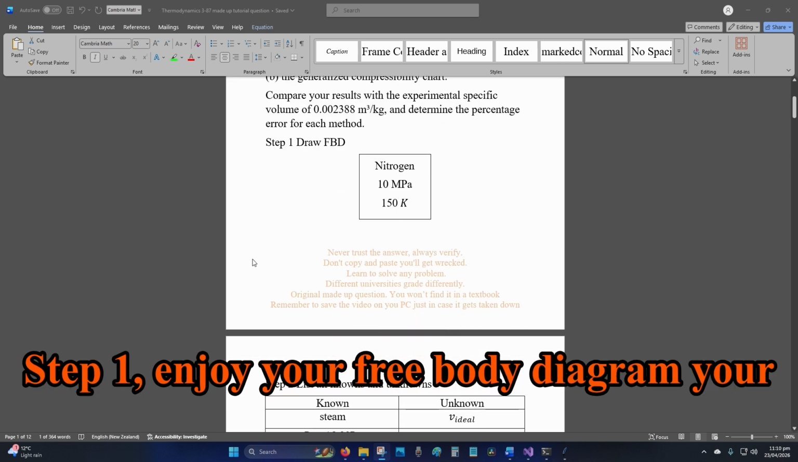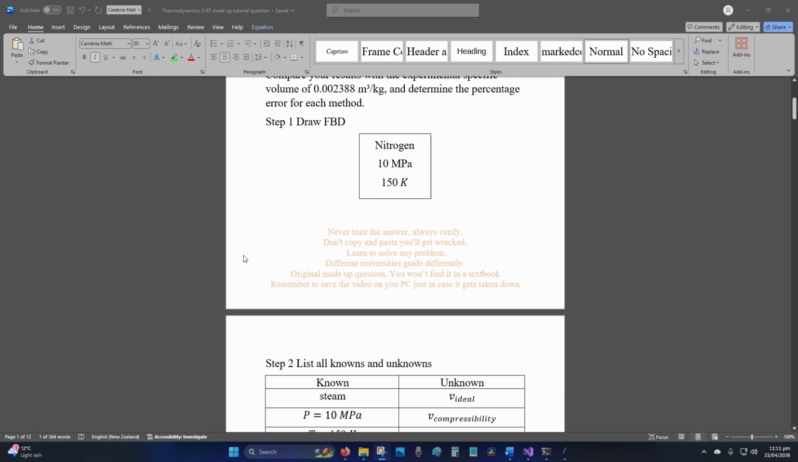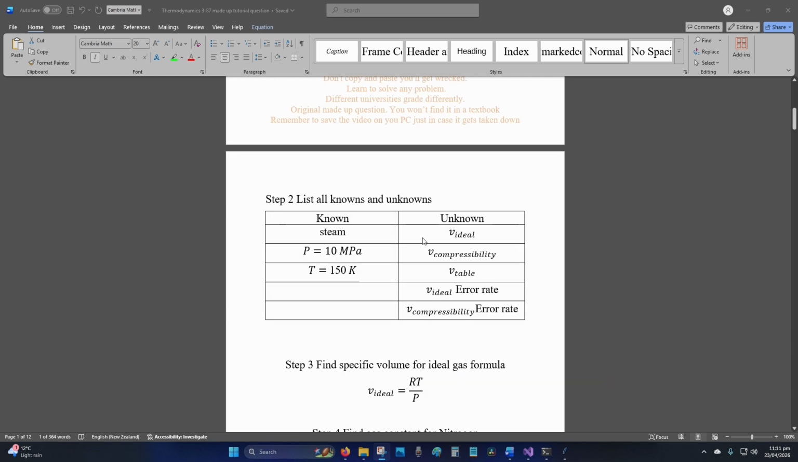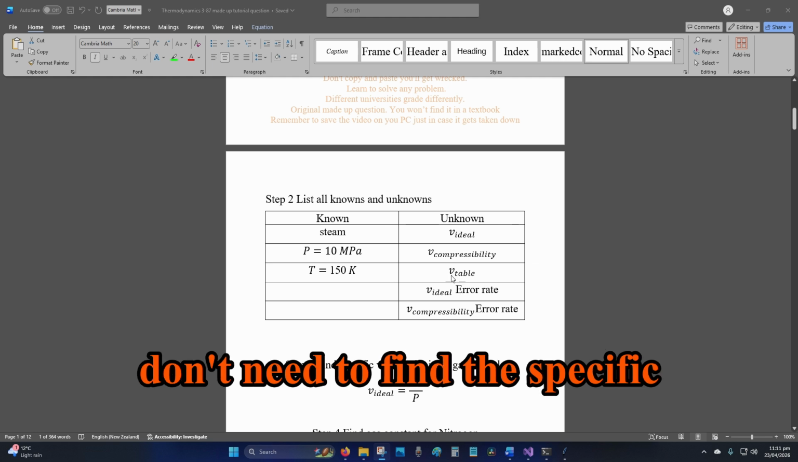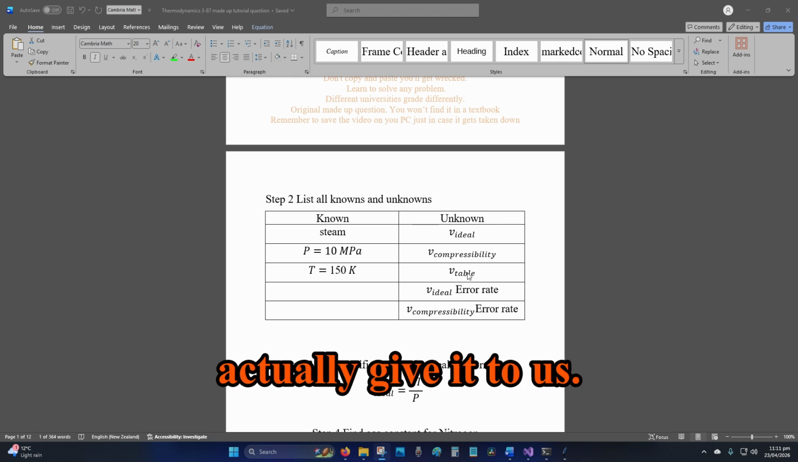Step 1, draw your free body diagram, your FBD. This will help you visualize the problem. Step 2, list all the given variables, find the unknowns. We don't need to find the specific volume for the table because they actually give it to us.